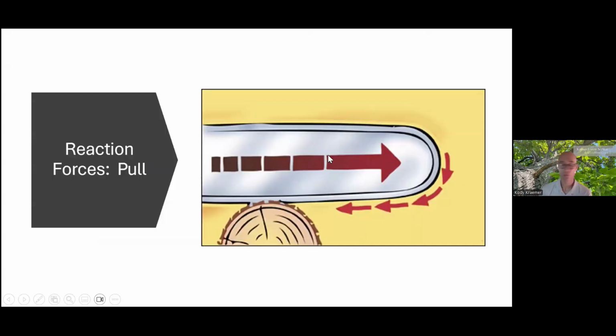Pull is probably more common. Seems like most people use the bottom part of their bar. There's nothing wrong with using the top part of your bar, but if you use the bottom part of the bar, and once again, that chain is rotating this way, it's going to want to pull the power head away from you. And that can be a good thing, right? You can get the saw dogs in contact with the log that you're cutting, and it's a nice stable way to cut.